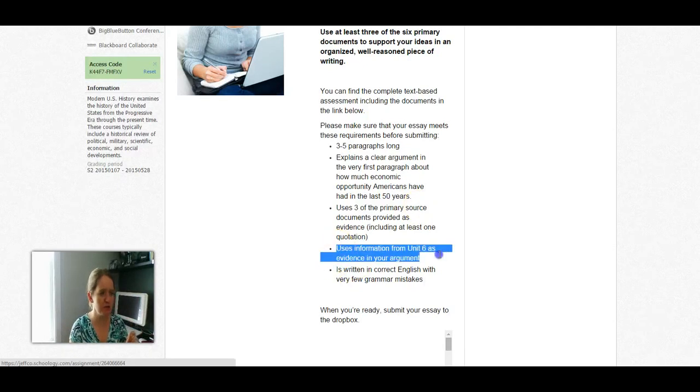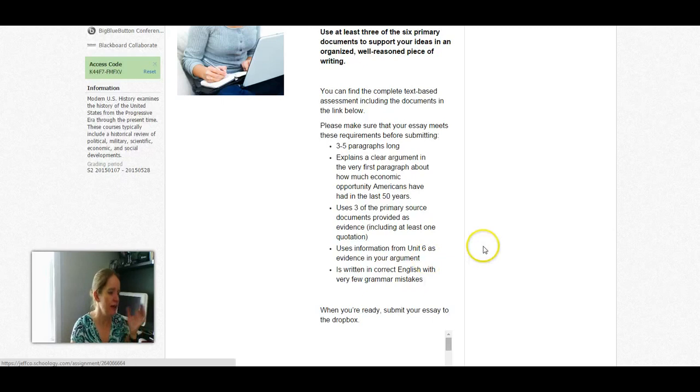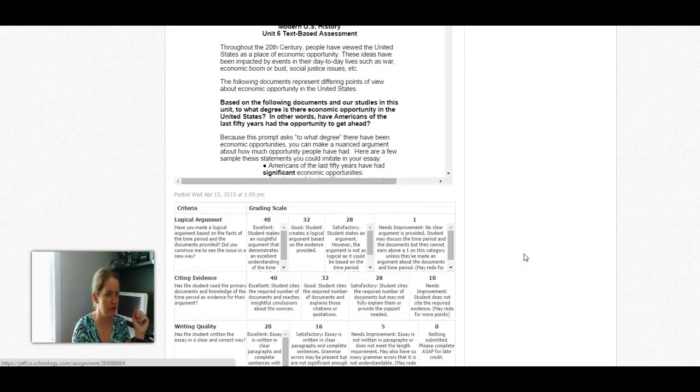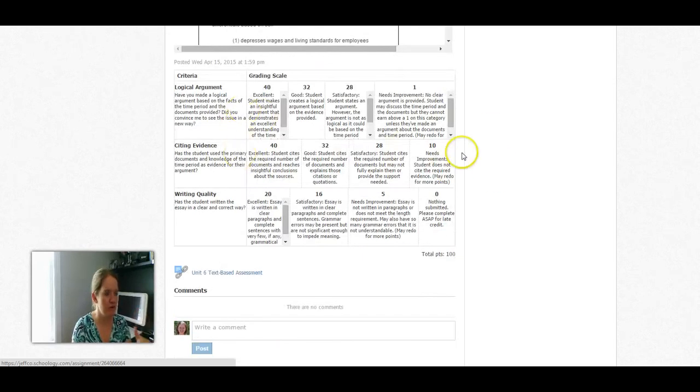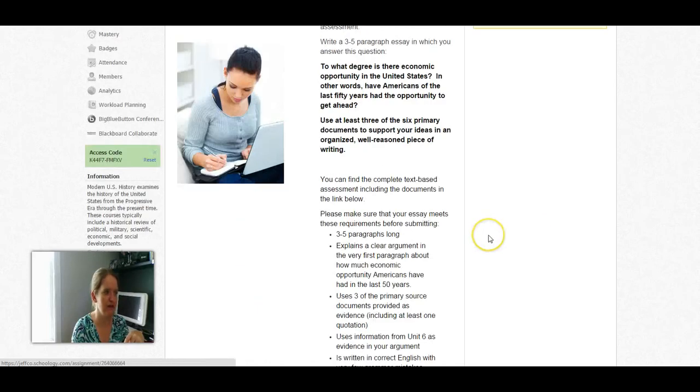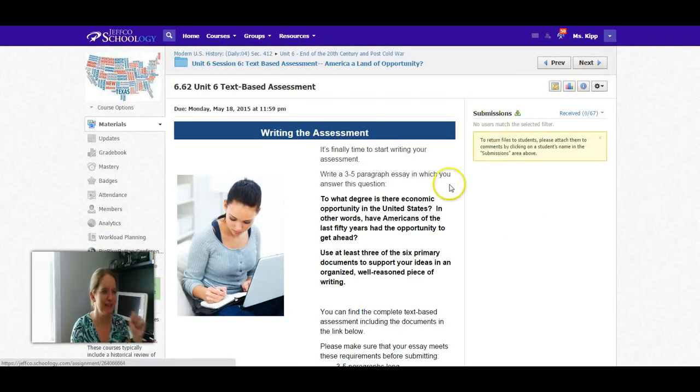Use information from Unit 6 as evidence in your argument. So I want those primary sources, but I also want the things that we studied in this session. Throw those in there as evidence to prove your point. And it should be written in correct English with very few grammar mistakes. And when you're ready, you're going to submit that to the Dropbox. I have the assessment embedded in here again. I have your rubric embedded in here, and a link to the assessment again, just to make sure that you don't miss it. That's where it is.